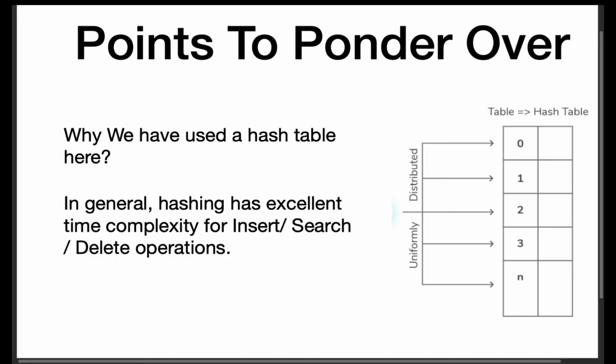So now let's pause for a minute and think about why we are using a hash table or hash map. Hashing in general has excellent time complexity for insertion, search and deletion operations. What we are doing here is at each step we are looking for an element target minus current element in our hash table. That operation is done in O(1) time. That's why we are using a hash table.